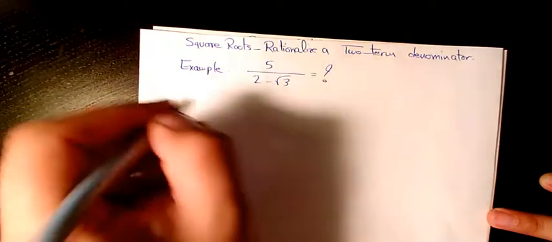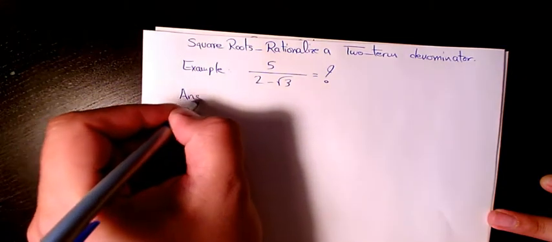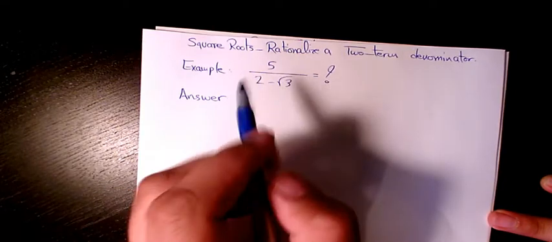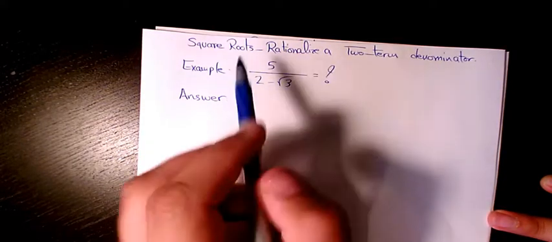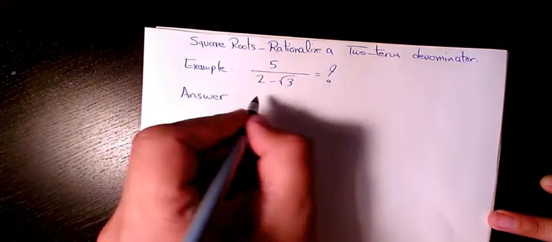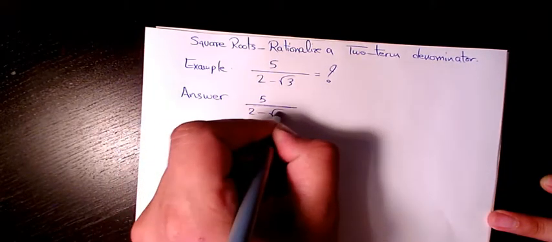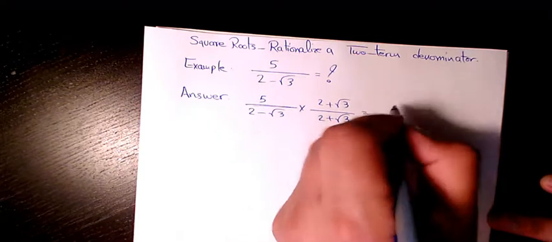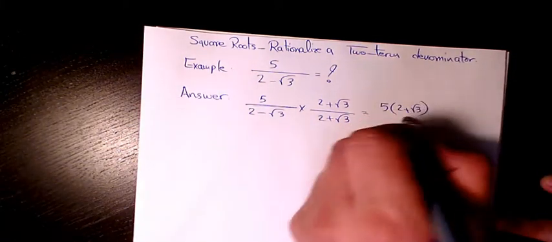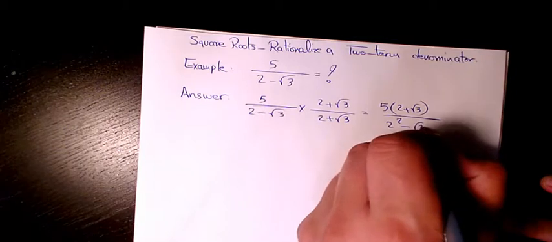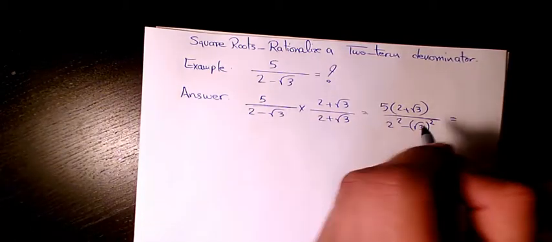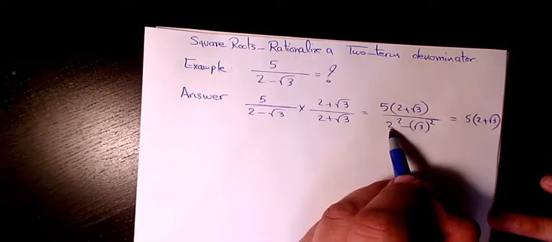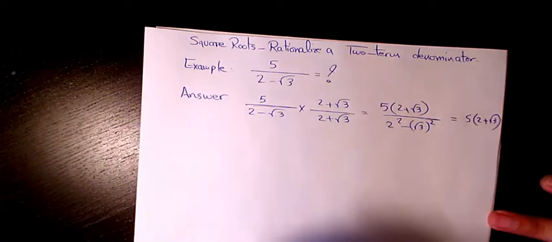As I explained in the first part, when the denominator has two terms and one or both terms have square roots, we need to multiply the numerator and denominator by the conjugate of this expression. So it will be 5 over 2 minus root 3 times 2 plus root 3 divided by 2 plus root 3. So it's going to be 5 times 2 plus root 3 divided by 2 squared minus square root of 3 to the power of 2. That makes it 5 times 2 plus root 3, because 4 minus 3 is just 1, so I don't write it there.